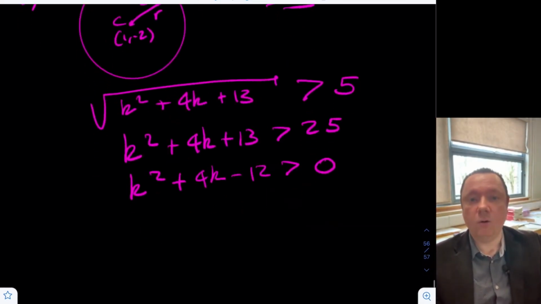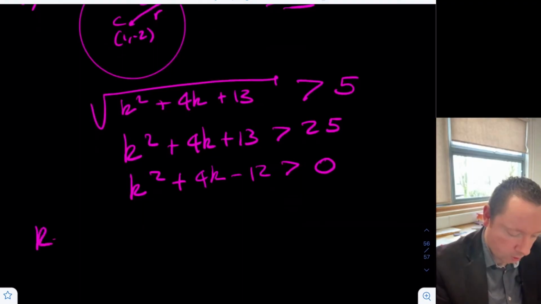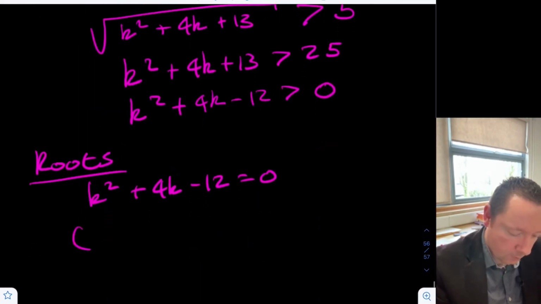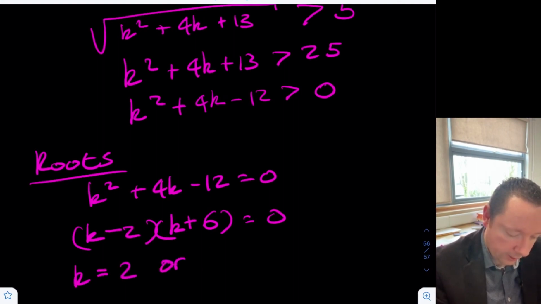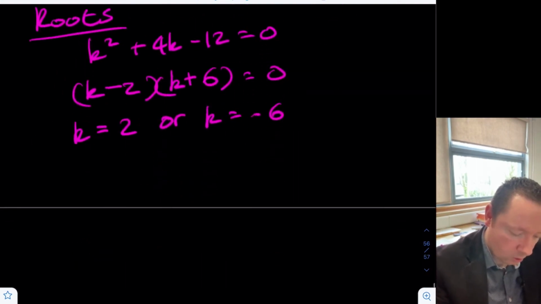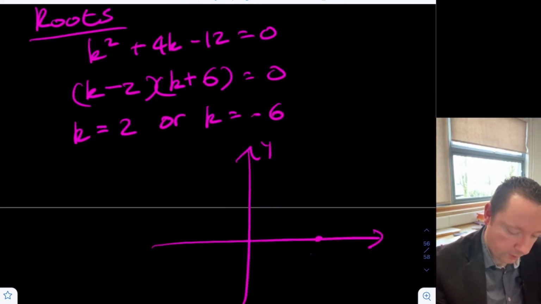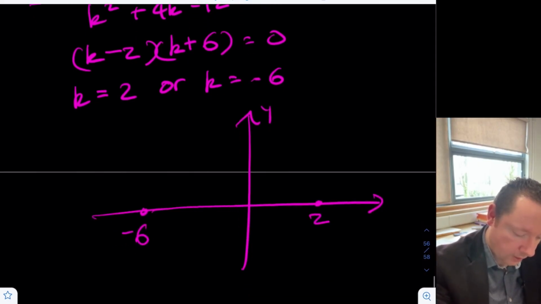And this is a quadratic inequality, so we examine the roots. So looking at our roots, we've got k squared plus 4k minus 12 is equal to 0. Double brackets, we get k and k, 6 and 2, plus 6 minus 2 is 4. So our roots have to make k equal to 2 or k equals minus 6. Drawing a quick sketch then of that graph, we get 2 over here somewhere, minus 6 over here. It's a positive k squared, so it is a happy face.